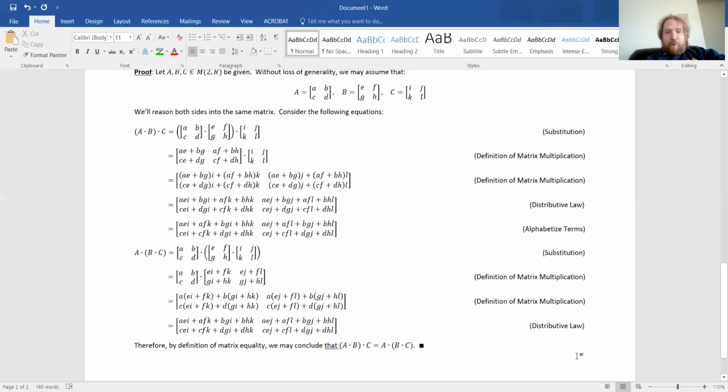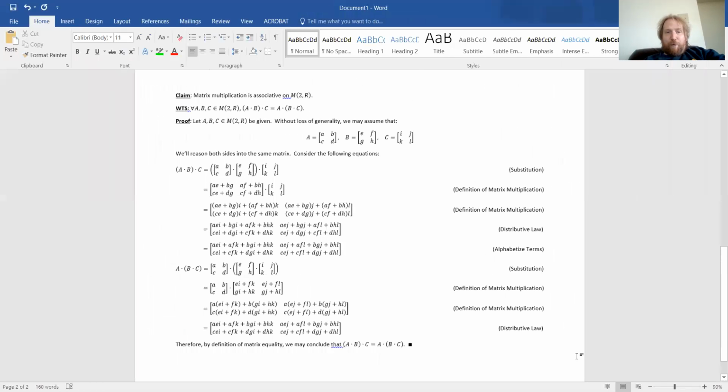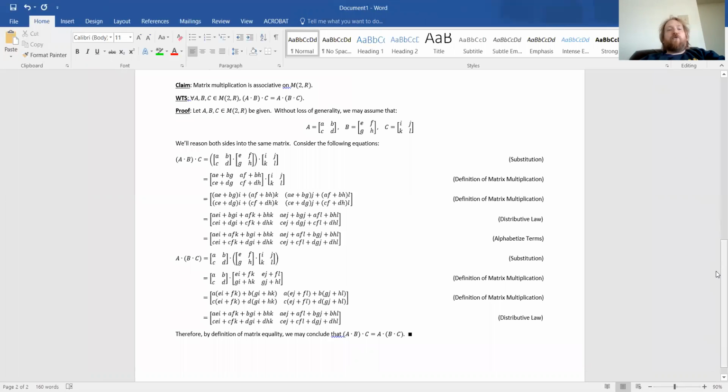Okay, I will zoom this down so you can see the whole claim and proof now. So the way that we proved associative was we let arbitrary A, B, and C be given, and we showed this equation by reasoning both sides into the same thing.